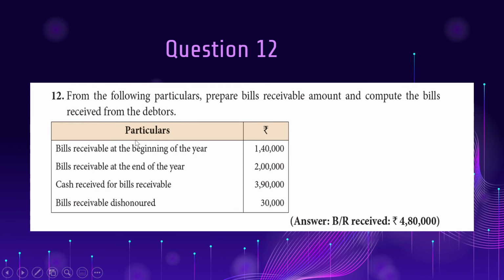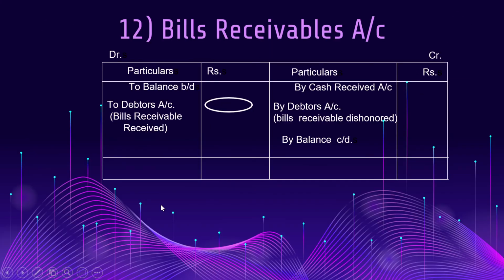Here the question is, from the following particulars, prepare bills receivable account and compute the bills received from the debtors. From how many debtors we received the bill, that we have to compute. See, opening bills receivable given, at the end of the year bills receivable, cash received, and some bills are dishonored. Now we'll see how to do this.